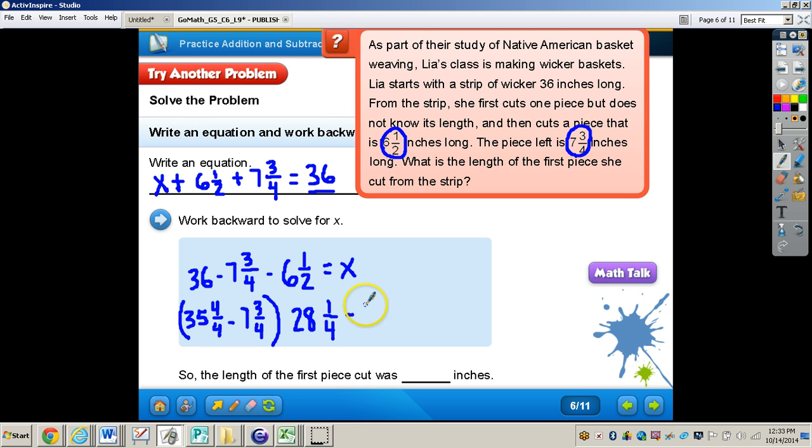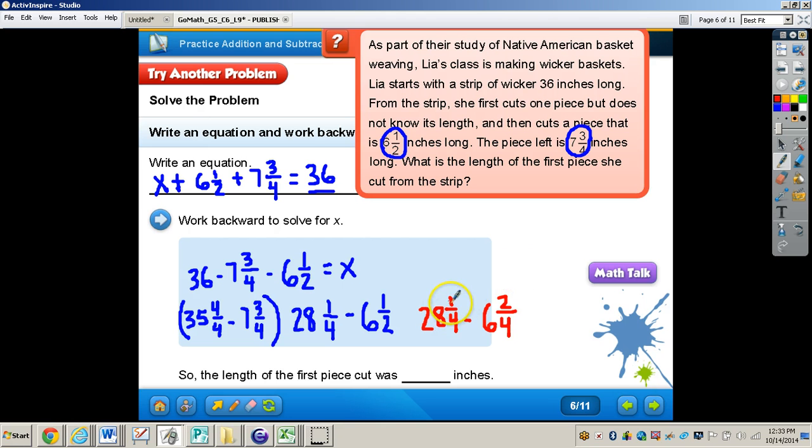Now we're going to take that number and subtract 6.5. We need to make a common denominator here, so we're going to change that 6.5 to 6 2/4. I'll use a different color of ink to show common denominators. Now we're going to subtract 6 2/4 from 28 1/4.